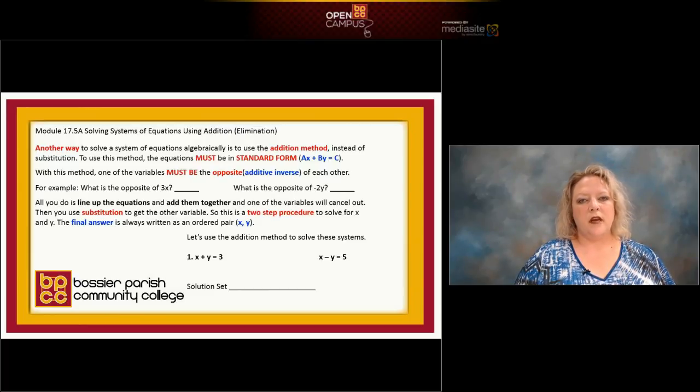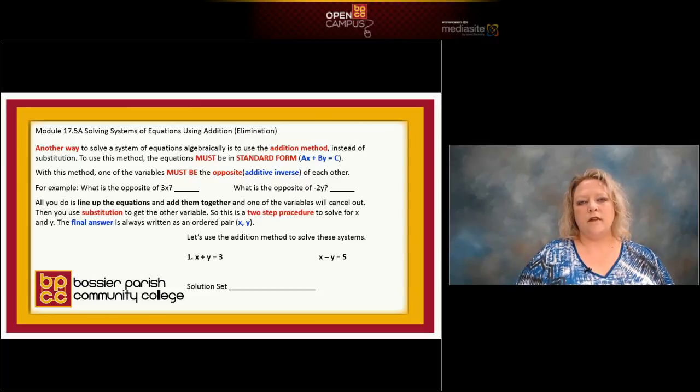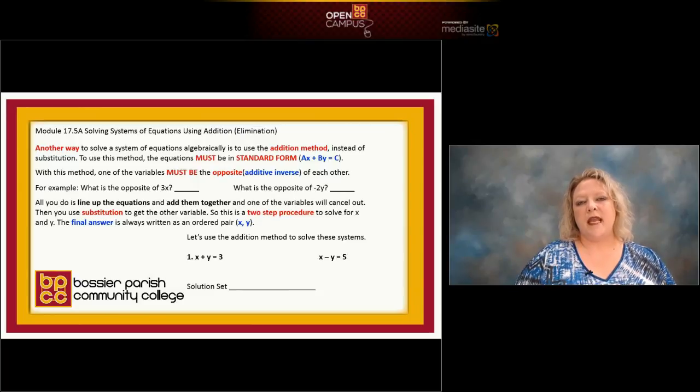The first thing you have to know is the equations need to be in standard form, where the x and y are on the left and the constant is on the right. So you'll have something x plus something y equals a number. The next thing that you need to know is when x and y are on the same side, in order for them to eliminate, they need to be additive inverses of each other. Now we've gone over that vocabulary word, but in case you don't remember, additive inverse means opposite sign, okay?